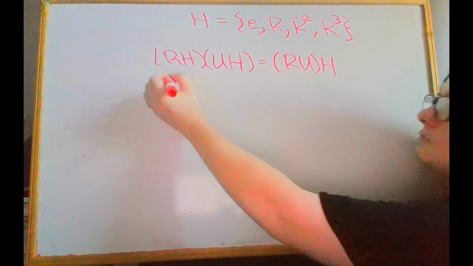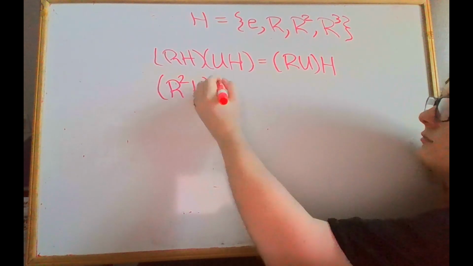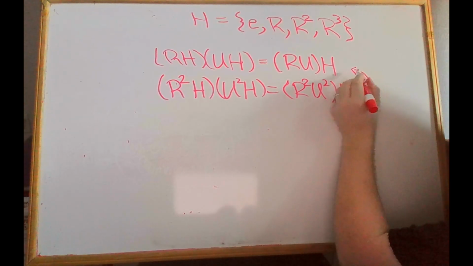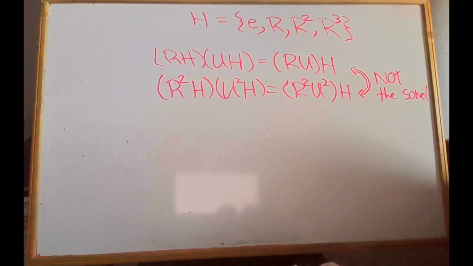But here's the problem. If we pick different representatives from those same cosets, say R squared instead of R, and U squared instead of U, then the product becomes R squared U squared times H, which is not the same as RUH. Why? Because on the Rubik's Cube, the order of moves matters. RU and UR lead to different outcomes. So RU times RU is different from R squared times U squared. And that non-commutativity makes the coset multiplication misbehave. Different representatives can give different results, and that means the operation on cosets is not well defined in this case.